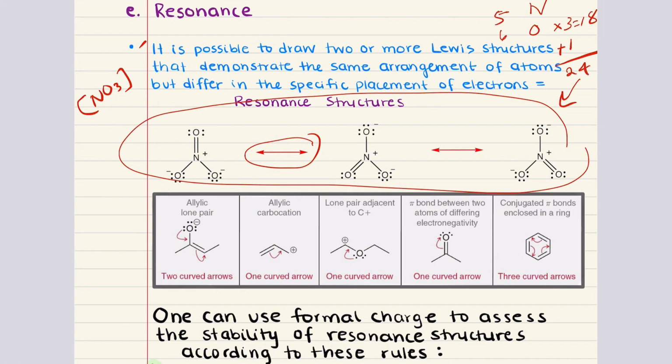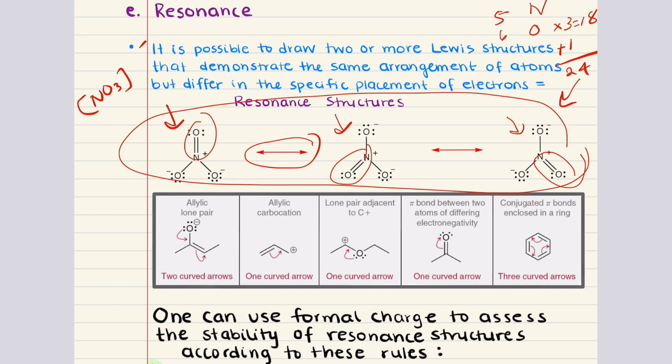Now, each of the resonance structures shows 1 double bond and 2 single bonds between nitrogen and oxygen. But the placement of the double bond changes among the structures, because you can draw any version of this and it would be correct, because it uses all 24 valence electrons. If you place the double bond here or here or here, you are still satisfying the octet rule for all of the atoms. And so in the case of NO3 minus, you can draw 3 varieties of the Lewis structure. This is what we call resonance structures.